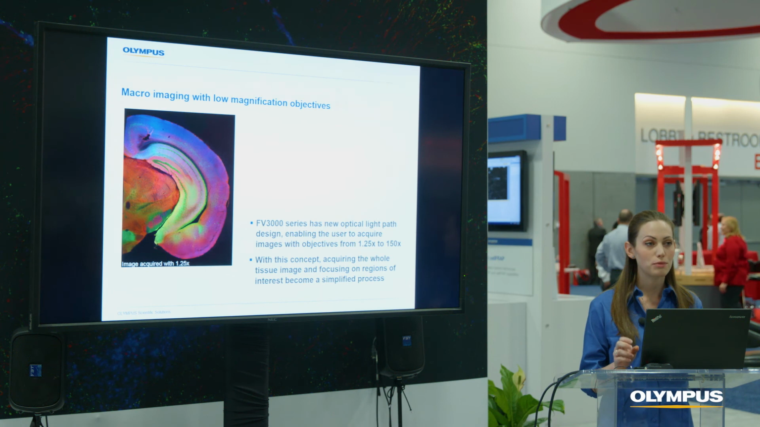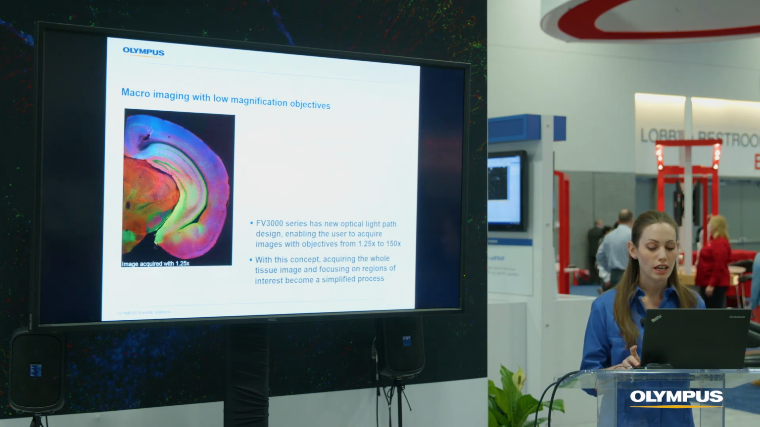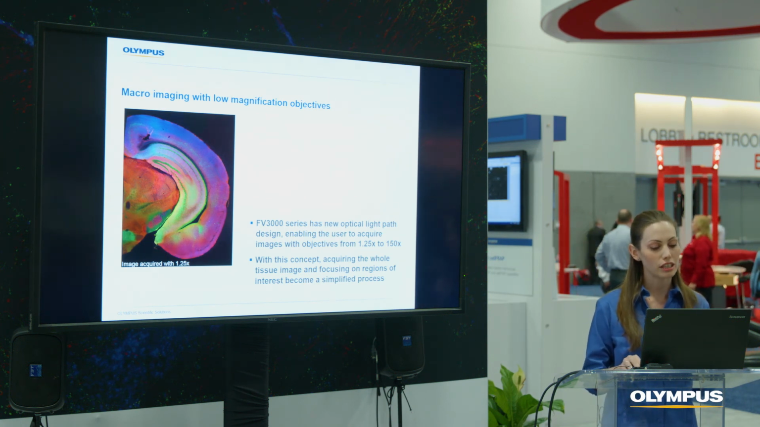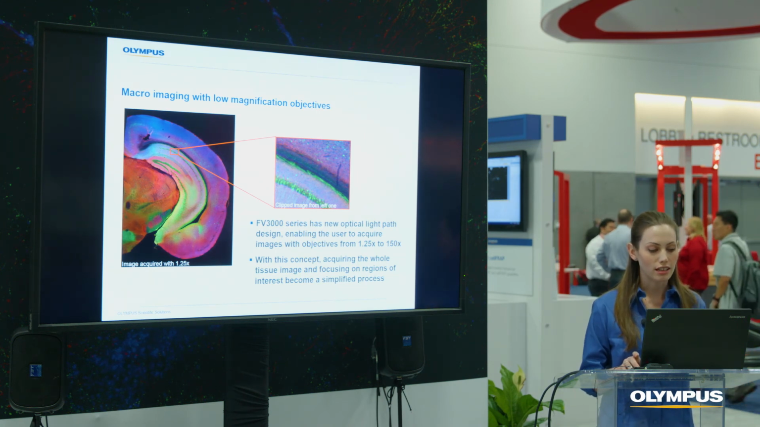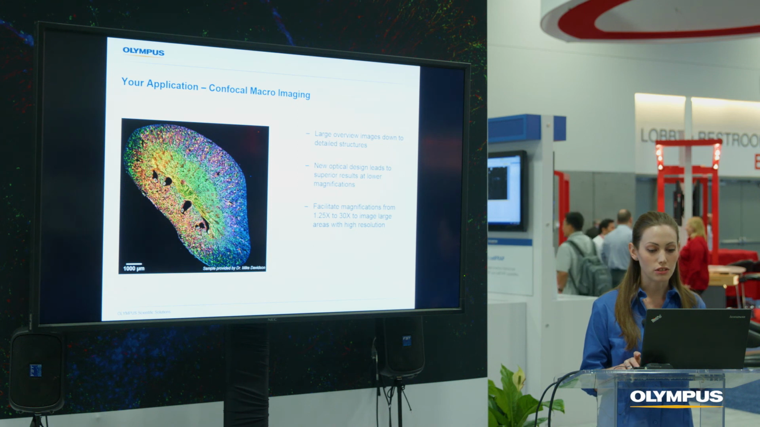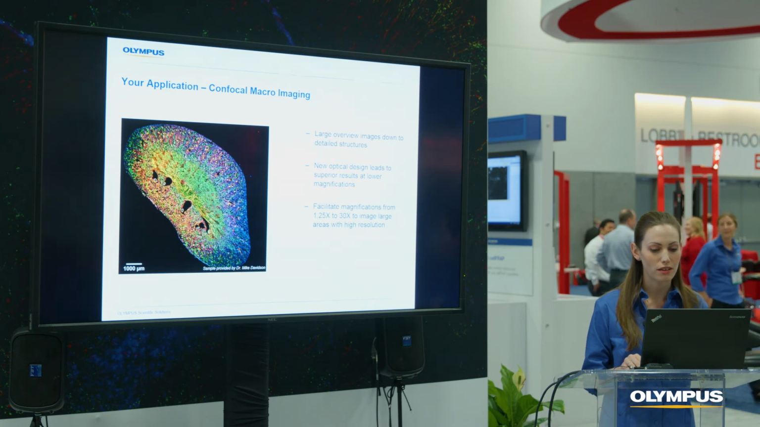So with this concept, you can acquire the whole tissue image and then focus in on the regions where you'd really like to acquire fine details. So for example, this image on the left here was acquired with a 1.25x lens, and you can clip down into images and get the details and the resolution that you're looking for here. This image itself was captured in one shot with, again, a 1.25x lens.